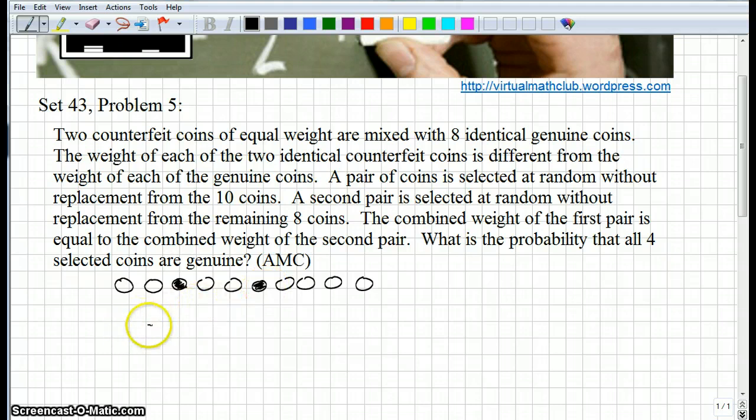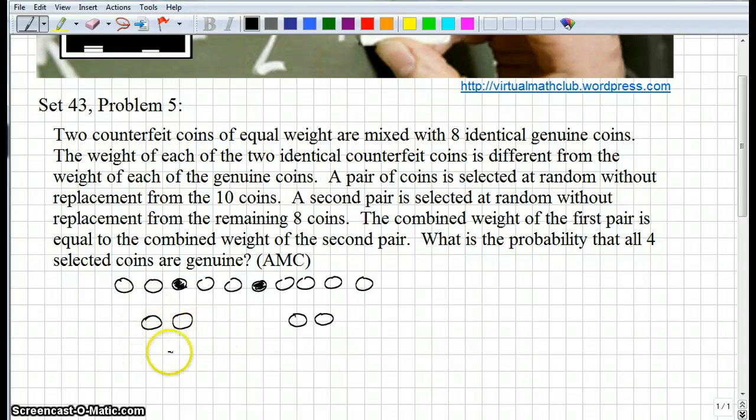So we're looking for the probability that if we select one and then we select another, we put them on one side of the scale, and then we select another one and another, and we put them on the other side of the scale. What's the probability that all 4 of those coins are genuine? All right, so let's look at the case where they're all genuine. If it's genuine, I'll leave it white, and if it's counterfeit, I'll color it in.